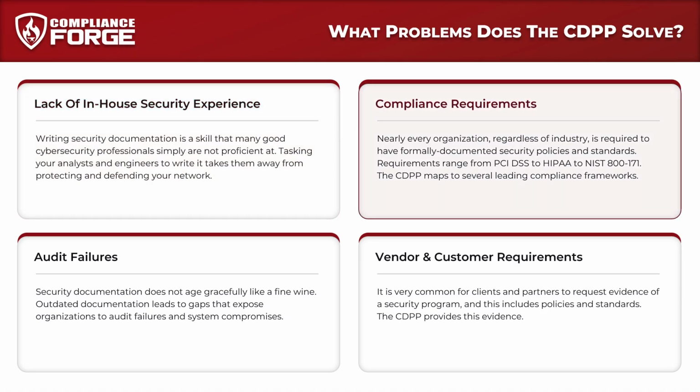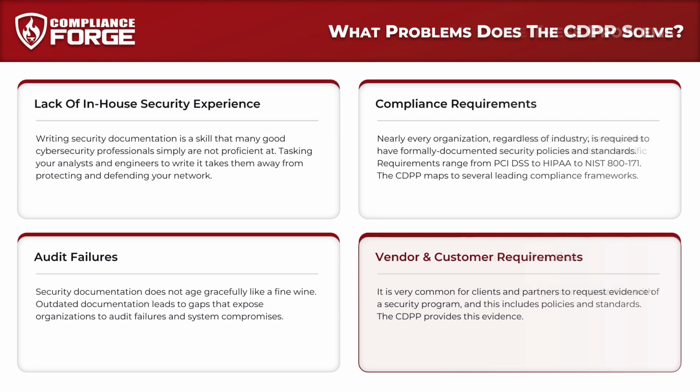The second is compliance requirements. Nearly every organization is required to have formally documented security policies and standards, with requirements ranging from PCI DSS to HIPAA to NIST 800-171. The third is audit failures. Security documentation does not age gracefully like a fine wine, and outdated documentation leads to gaps that expose organizations to audit failures and system compromises. And the fourth is vendor and customer requirements. It is very common for clients and partners to request evidence of a security program, and that includes policies and standards.